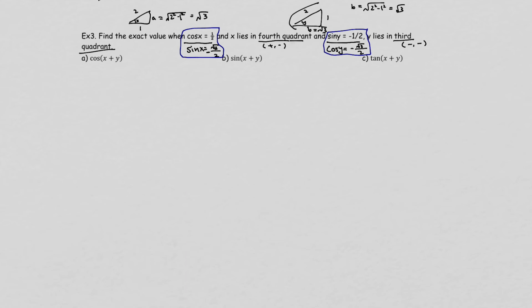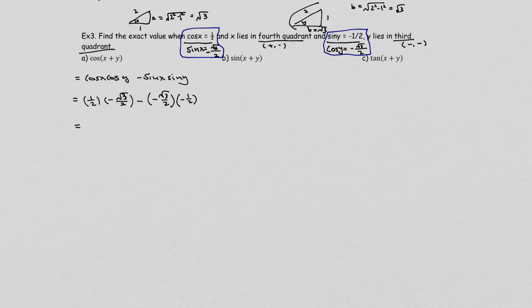The value for x and value for y. Using that, we can find cosine, sine, and tangent. Let's start with cosine. So this gives you cosine x, cosine y minus sine x, sine y. And cosine x is 1/2. Cosine y is negative square root of 3 over 2. Sine x is negative square root of 3 over 2. Sine y is negative 1/2.